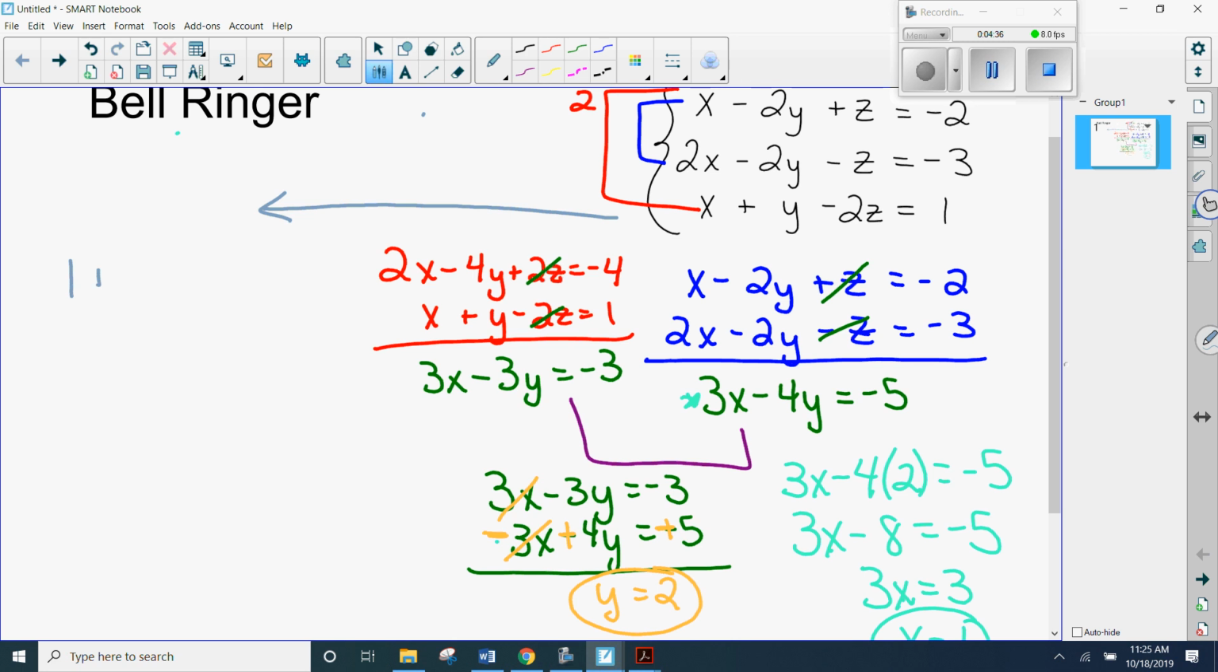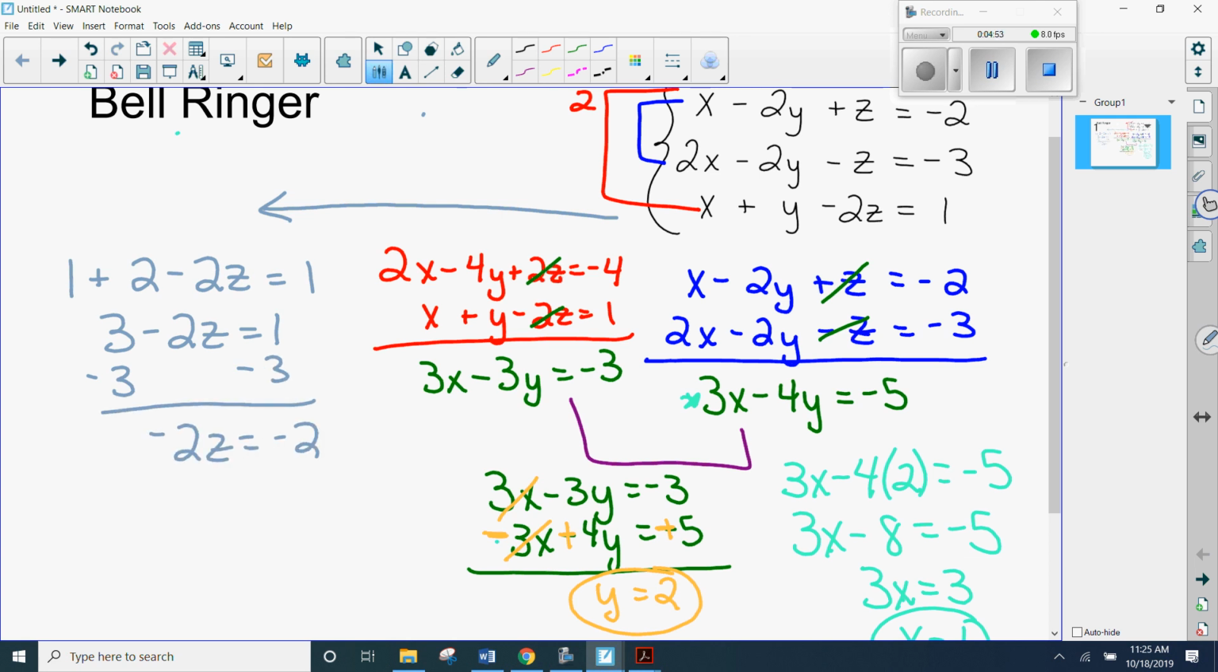X is 1, y is 2, minus 2z equals 1 if you use the bottom equation. So you get 3 minus 2z equals 1. So if you move your 3 over, you get -2z equals -2. And if you divide by -2, z has a value of 1.